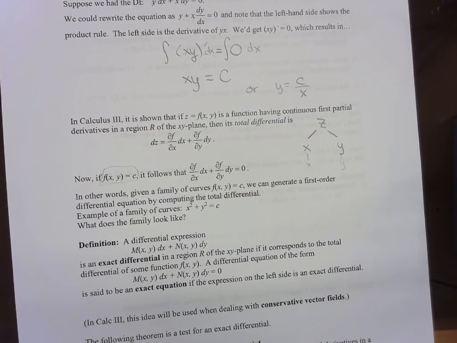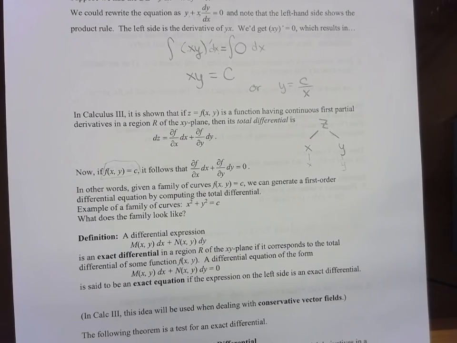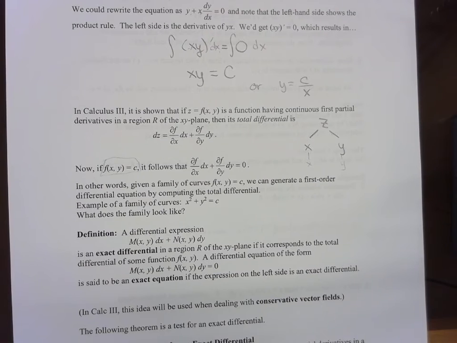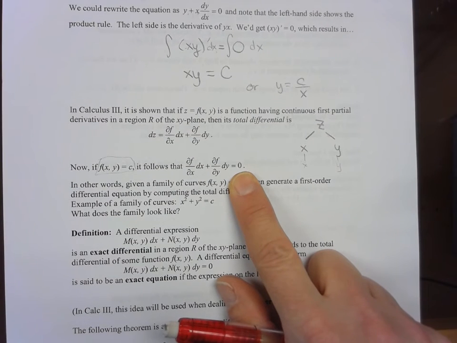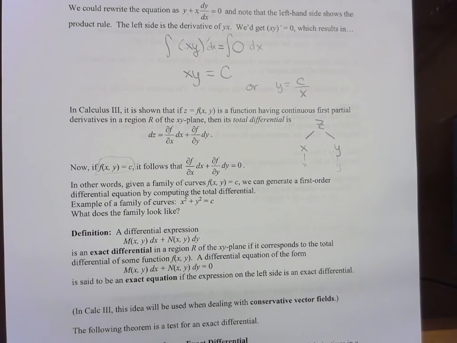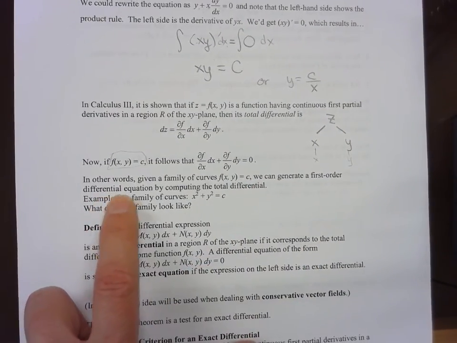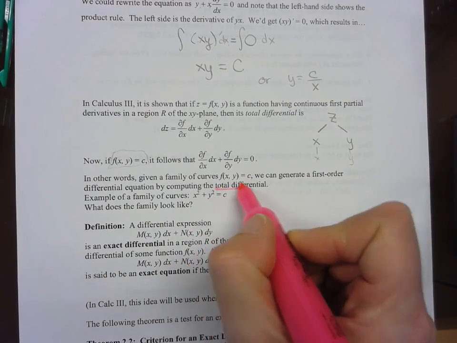So it says, in other words, given a family of curves, f of xy equals c. If we just have a constant on the other side, and on the left-hand side we have only x and y, so you have a whole equation with only x, y, and a constant, then you can get the graph in 2 dimensions. It's not in 3 dimensions anymore. If you didn't have that equals c, then it's a graph in 3 dimensions. But when you set it equal to a constant, it's what's called a level curve. So it says we can generate a first order differential equation by computing the total differential. The total differential is this part right there.